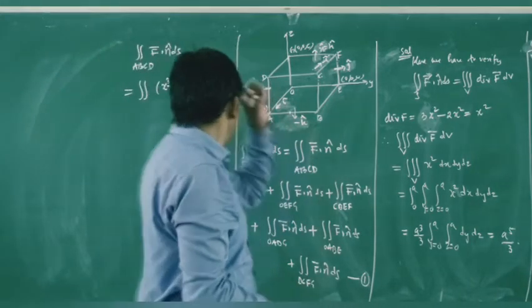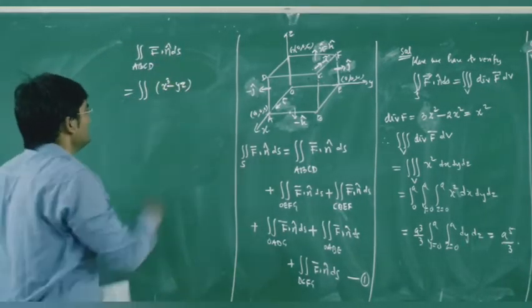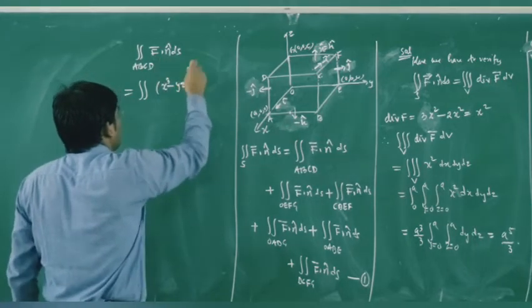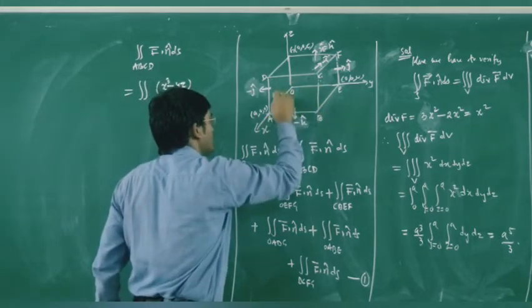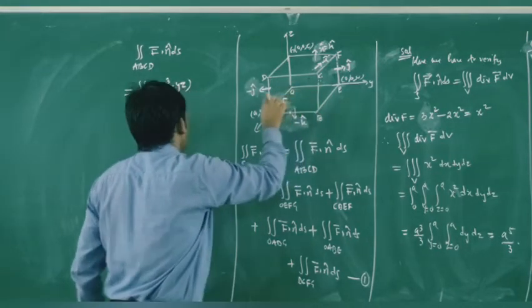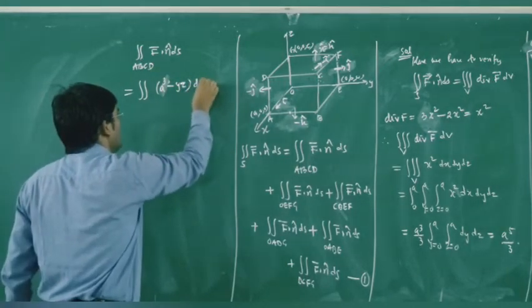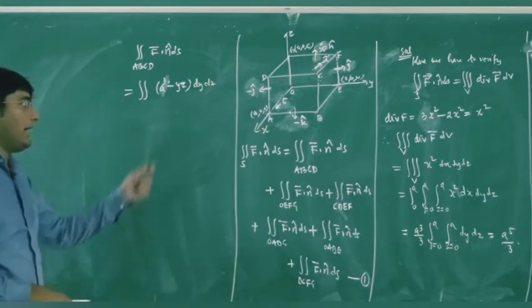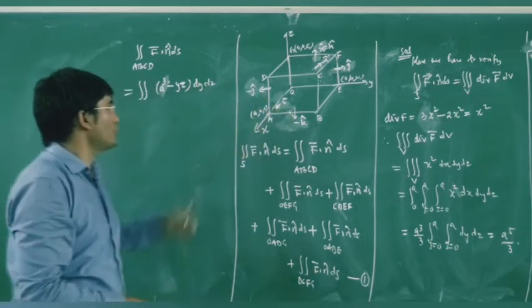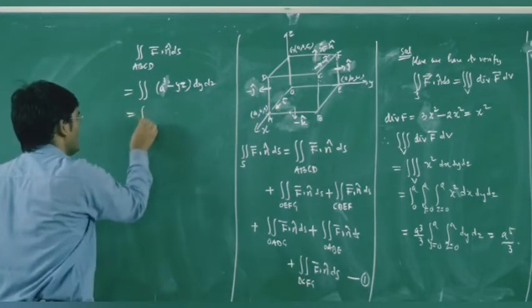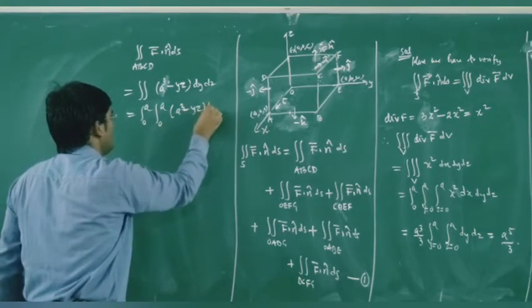This is your f dot i, and here we can write this as, where your x is a. Now for this part ABCD, our x is a. So we can write x as a, and this is your a cube. Then we have dy dz, and you can see that the value of y in this case is from 0 to a, and z is again from 0 to a. So this is the integral from 0 to a of (a cube minus yz) dy dz.